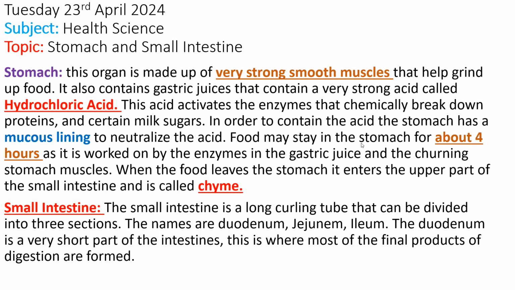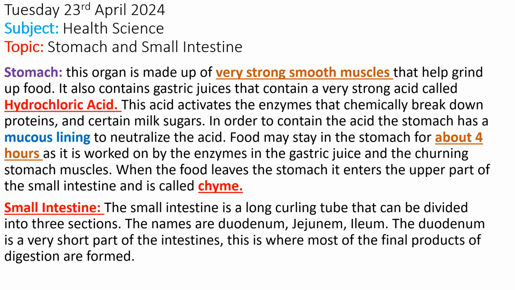Okay, go ahead and start from food may stay in the stomach. Food may stay in the stomach for about 4 hours as it is worked on by enzymes in the gastric juice and the churning stomach muscles. When the food leaves the stomach, it enters the upper part of the small intestine and is called the chyme.